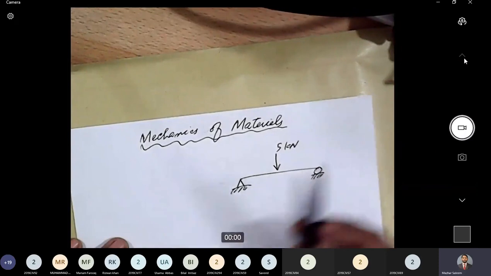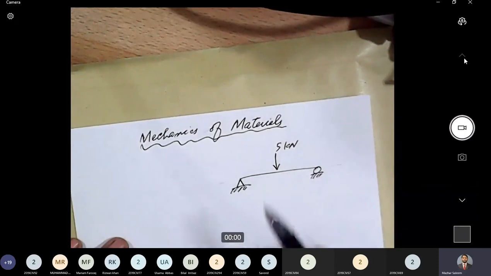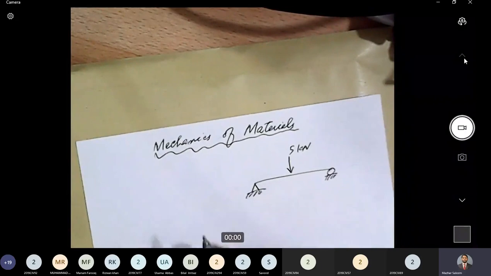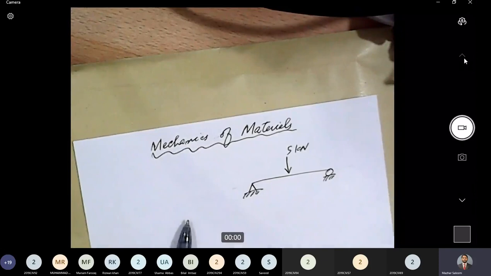Okay, so this was the basic definition of beams. We talked about that in last class as well, but I wanted to give a quick review one more time. And then we have different types of supports. So can anybody let me know what are different types of supports?